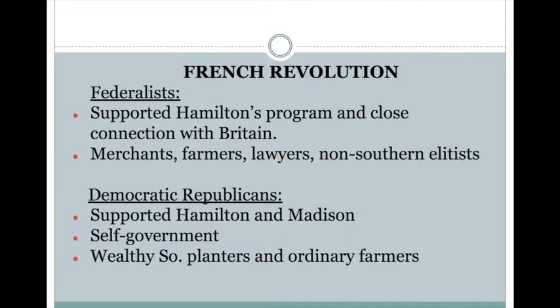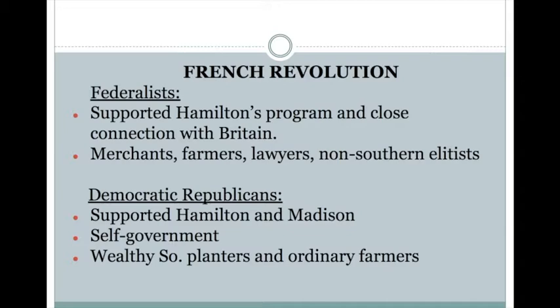The Democratic Republicans were supporters of Madison and Jefferson, and they were supportive of France. They believed in self-government. They included wealthy Southern planters and ordinary farmers. They believed in social and economic equality and thought the Federalists were monarchist and a British style of aristocracy.